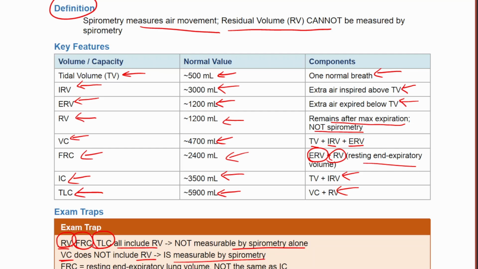Do not mix up your capacities. FRC represents your resting expiratory lung volume, which is mathematically and conceptually distinct from your inspiratory capacity, IC. Ensure you do not swap those definitions or their corresponding components when faced with a quick calculation question.